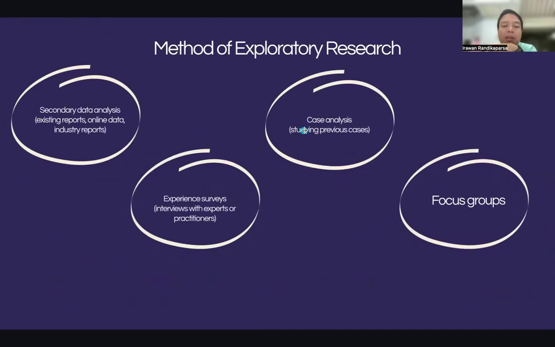Again, this one is a method of exploratory research. Exploratory research is used when a researcher doesn't yet fully understand the problem. The purpose of exploratory research is to gather background information, understand the research problem, and generate ideas or possible hypotheses. This type of research is usually flexible and informal, and it is often the first step before conducting more structured research. We usually use secondary data analysis here, experience surveys, case analysis, and focus groups.